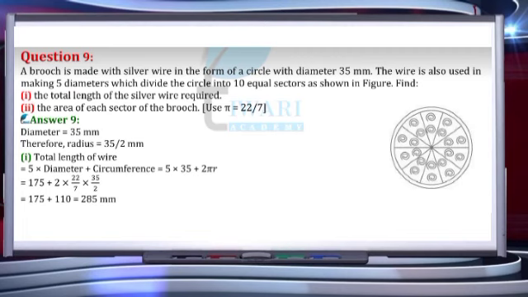So here diameter is 35, so radius becomes 35 by 2. Now the total length of the wire will be 5 into the diameters, because 5 diameters are there, plus the circumference of the circle. So it becomes 5 into 35 plus 2 pi r, that is the circumference. So that is 175 plus 2 into 22 by 7 into 35 by 2. On simplification it reduces to 175 plus 110, that is 285 millimeter.